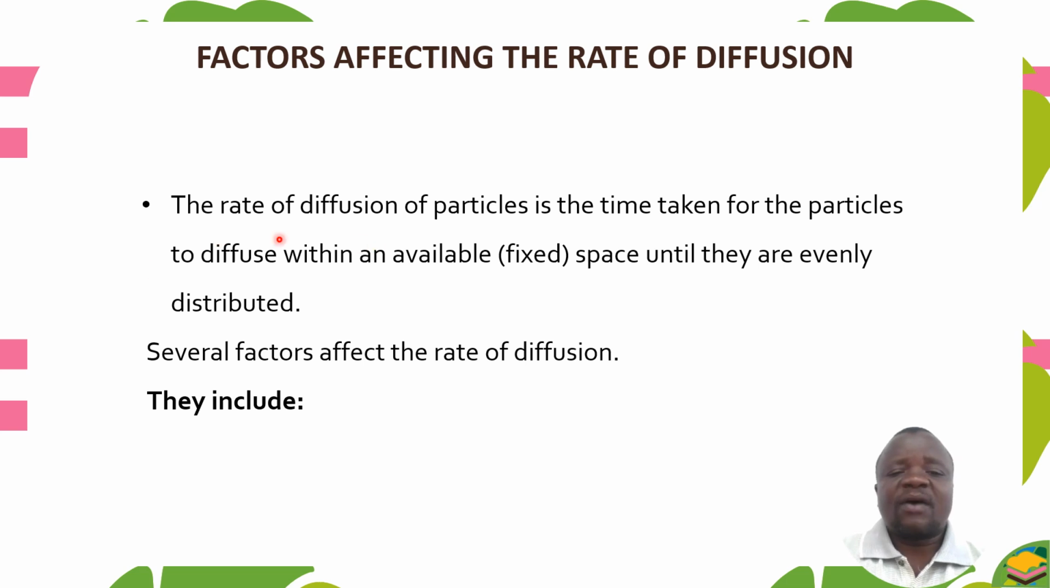So what is the rate of diffusion? The rate of diffusion of a particle is the time taken for the particles to diffuse within an available fixed space until they are evenly distributed.